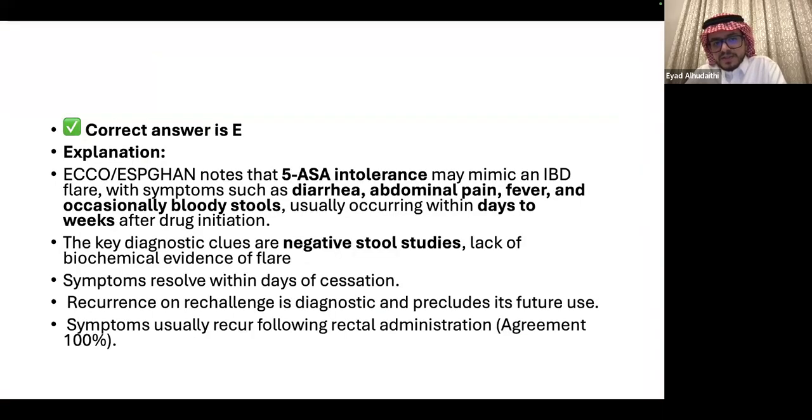So ECCO/ESPGHAN notes that 5-ASA intolerance may mimic an IBD flare with symptoms such as diarrhea, abdominal pain, fever, and occasional bloody stool, usually occurring within days to weeks after drug initiation. The key diagnostic clues are negative stool studies, lack of biochemical evidence of flare, and symptoms resolving within days of cessation. And you can challenge, of course. If he flares again, now you are sure, like 100%.